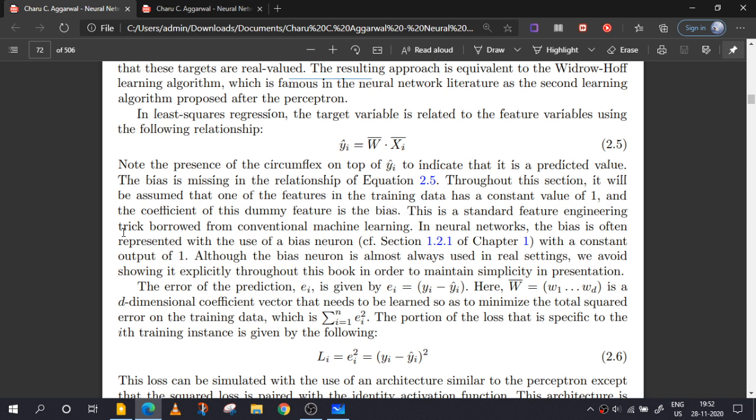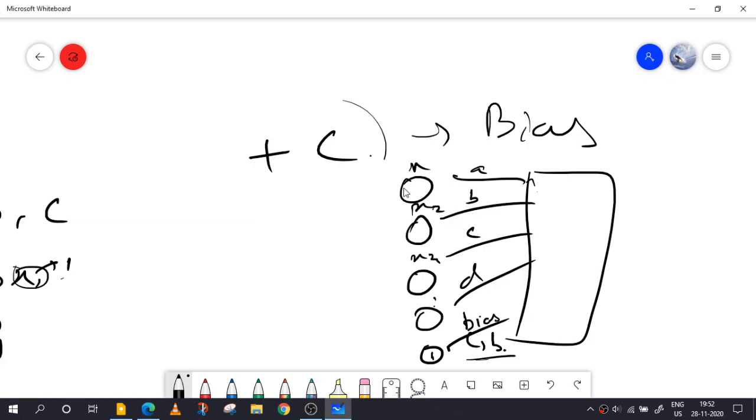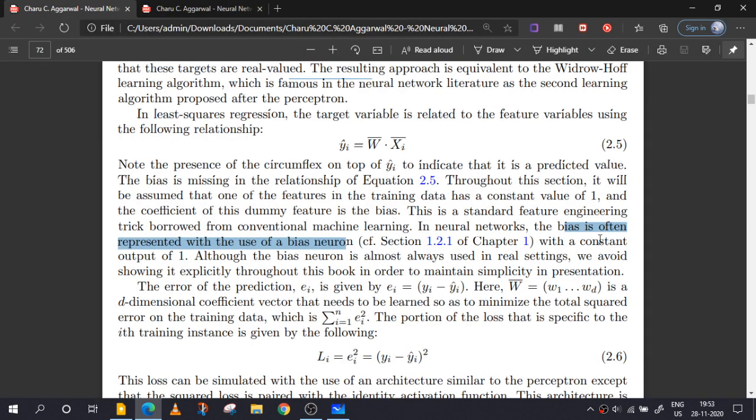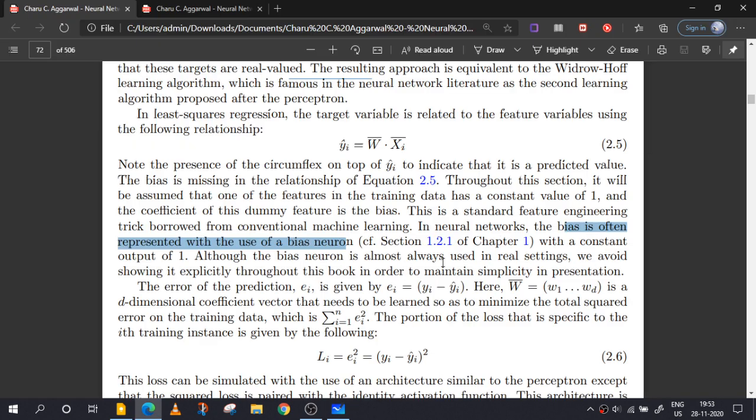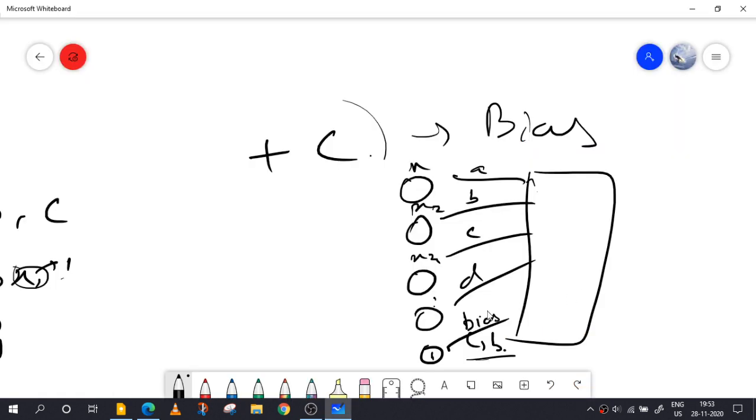The coefficient of this dummy feature is the bias. This is a standard feature engineering trick. In a neural network, the bias is often represented with the use of a bias neuron with a constant output of 1. So the output is 1, that's what you're seeing here. Although the bias neuron is almost always used in real settings, we avoid showing it explicitly throughout this book in order to maintain simplicity in presentation. So he's basically saying, I'm not going to talk about this, I'm just going to assume that this is always going to be there. You just need to remember this throughout the book.